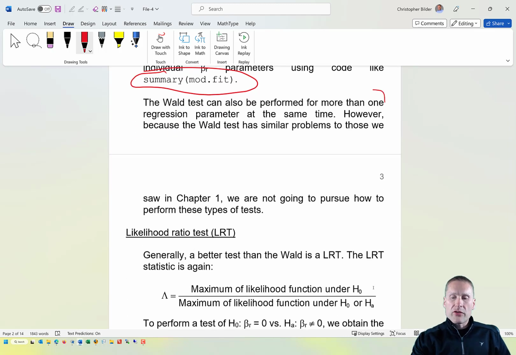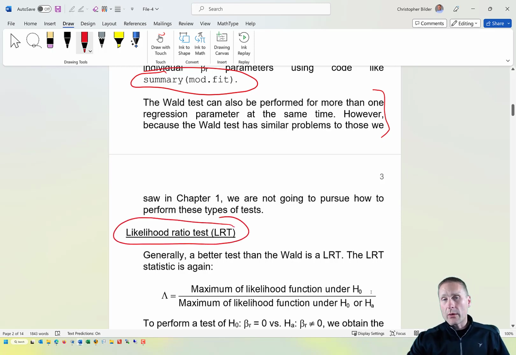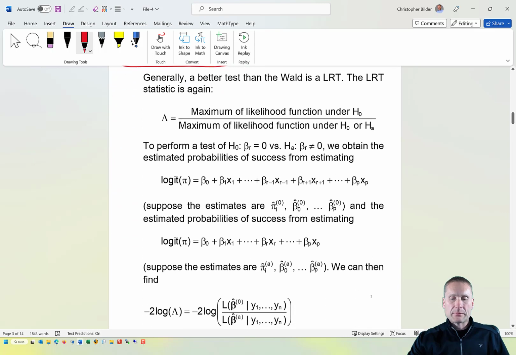Now, one could actually perform this hypothesis test with more than one parameter at the same time. We are not going to talk about that here because, as you might imagine, since I use the word Wald, the Wald test does have some problems. It's not as good as doing a hypothesis test another way, in particular using a likelihood ratio test. So that's what we will concentrate on here.